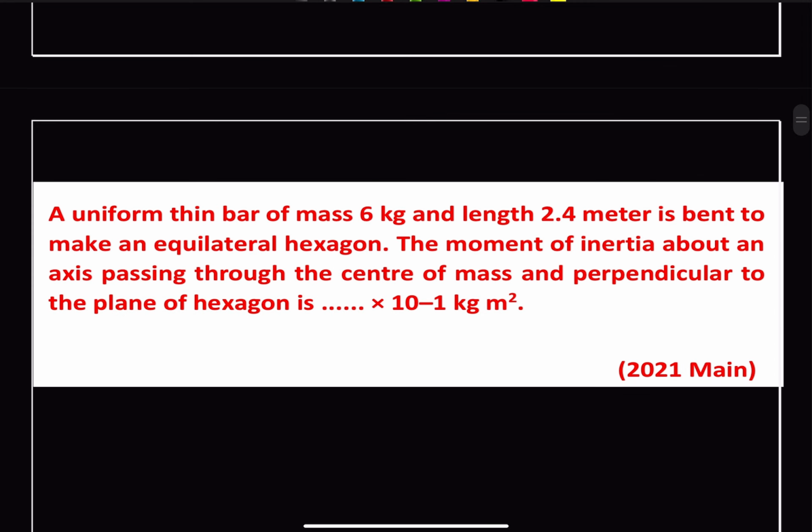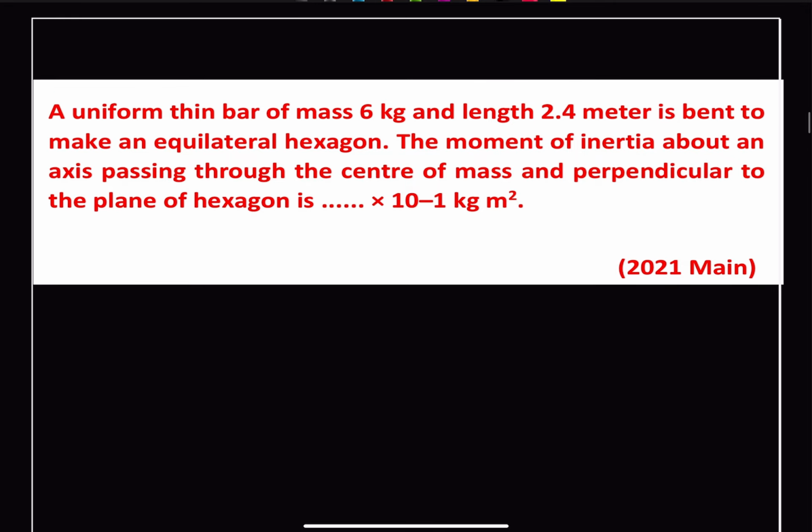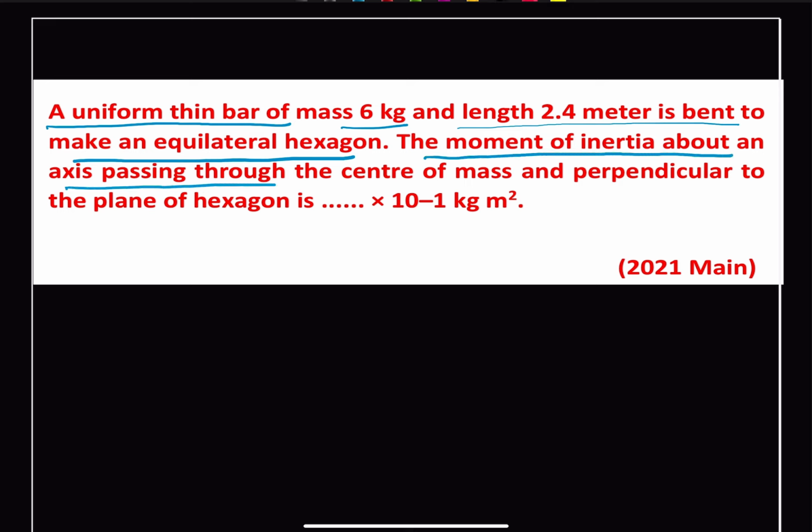It states that a uniform thin bar of mass 6 kg and length 2.5 meter is bent to make an equilateral hexagon. The moment of inertia about an axis passing through its center of mass and perpendicular to the plane of the hexagon is, this should be 10 to the power minus 1 kg meter square. So we have to find out the multiple.